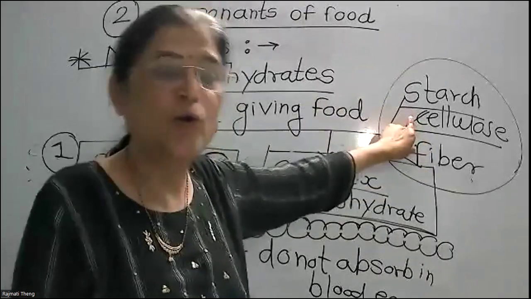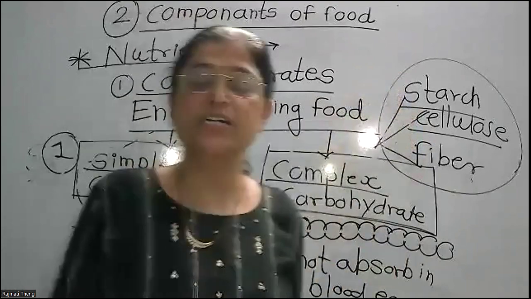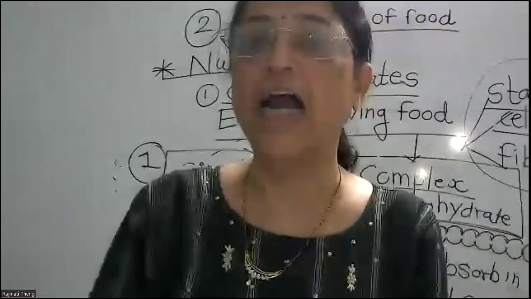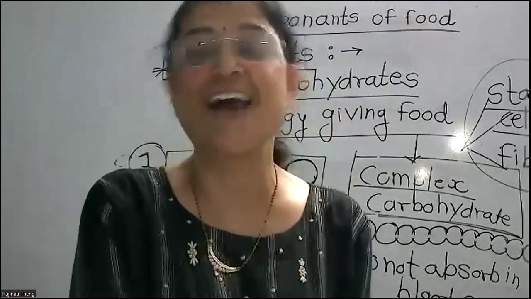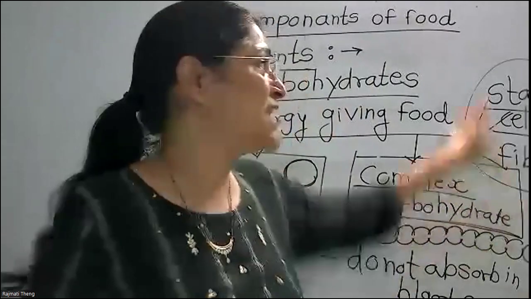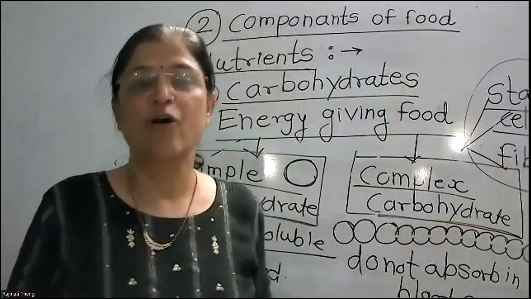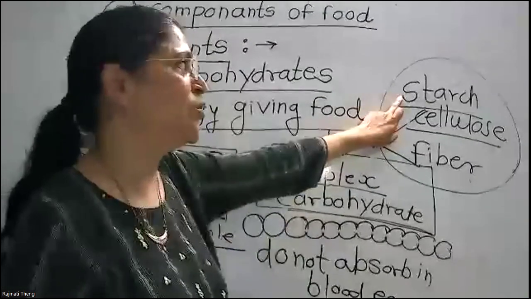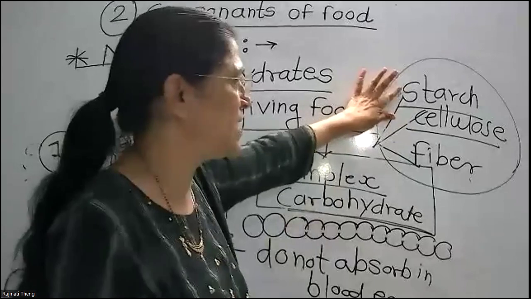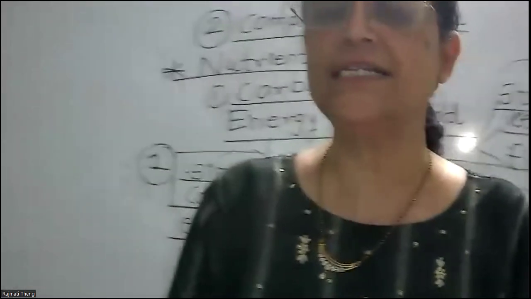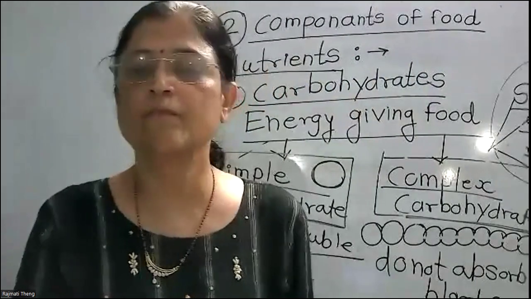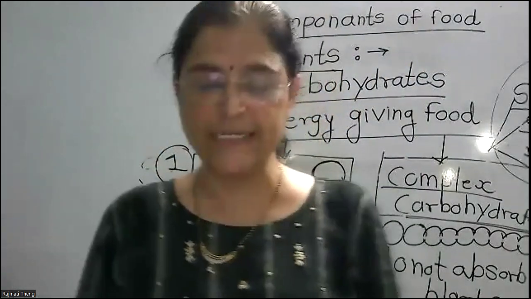Cellulose is present in grass. And starch, I told you, is in wheat, rice, maize, potato, bread, cereals, all cereals. In those, starch is present. And there are three examples of complex carbohydrate: starch, cellulose, fibers. Is it okay up to this?